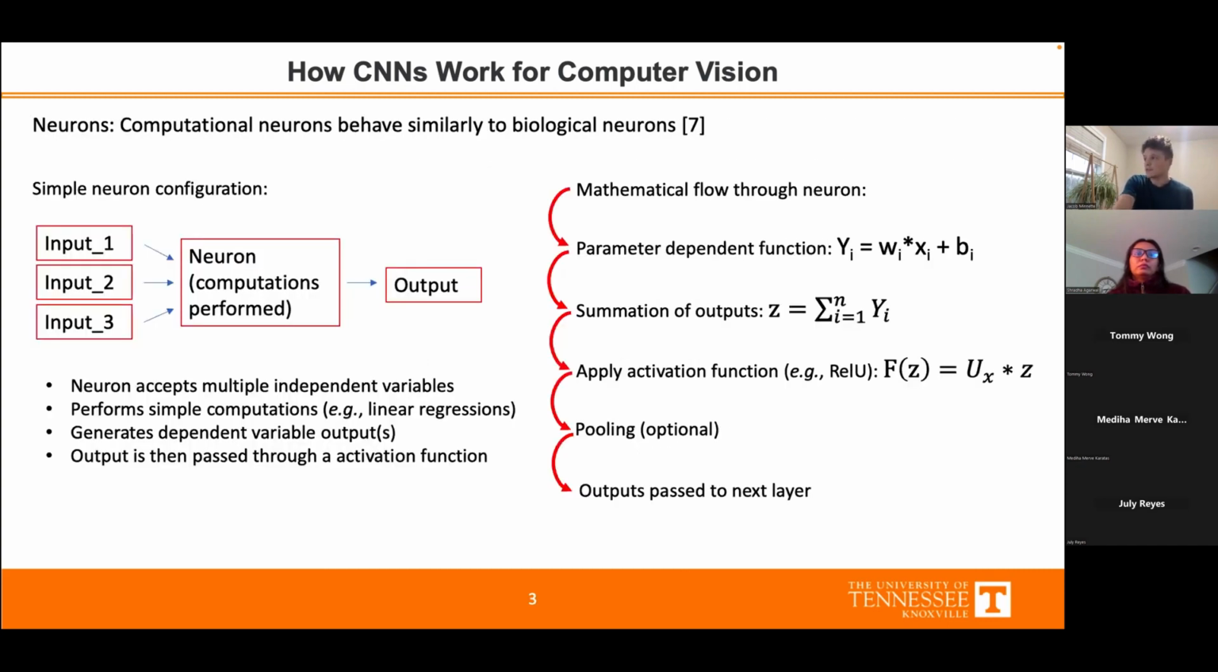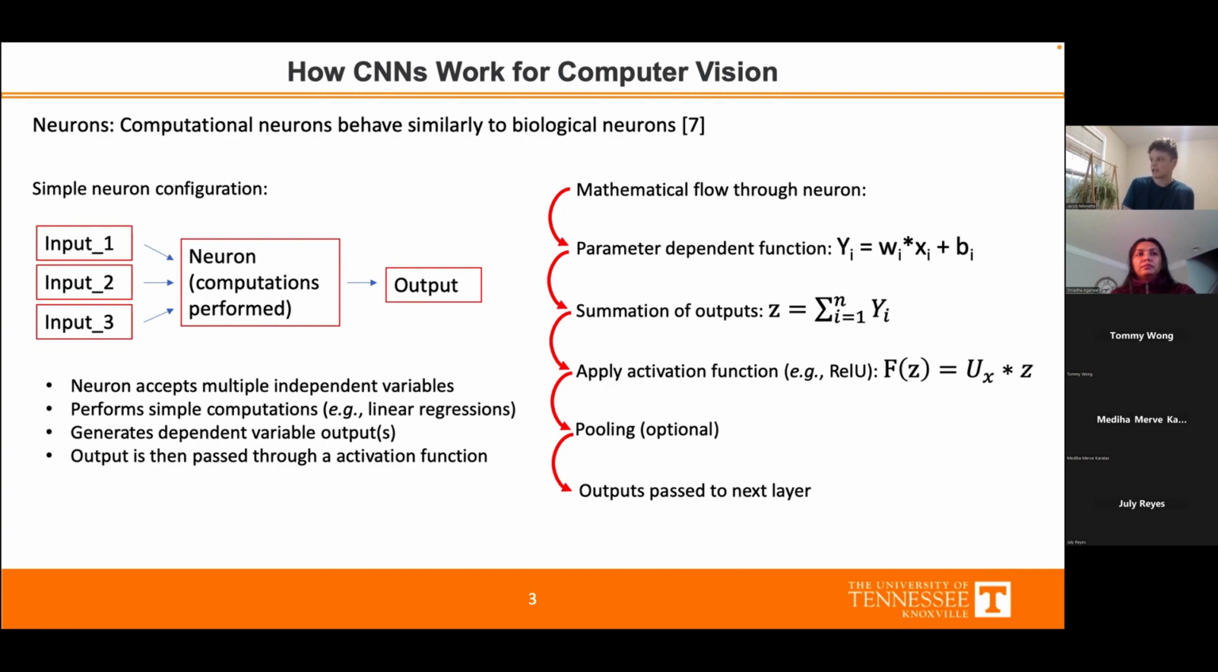So again, specifically for computer vision, how this works is each neuron or each layer of your convolutions is accepting multiple different independent variables from inputs, which I have listed here as input 1, 2, and 3. Your neuron then performs computations. So this could be some sort of matrix algebra or matrix multiplication, in order to extract key relevant features, which it passes to the next layer and eventually to your output.